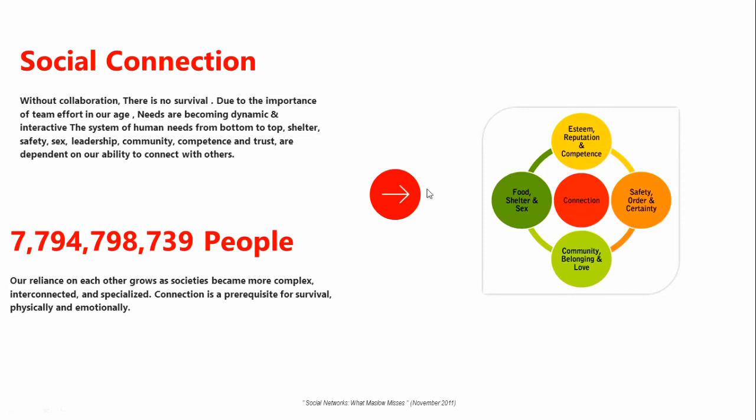Why is the connection side important? Because without collaboration, there is no survival. We have 7 billion people and 784 million in this world. Therefore, our reliance on each other grows as societies become more complex, interconnected, and specialized. Maybe in Maslow's time, there were not as many as 7 billion people, and the people were not very interconnected. They didn't have phones, for example, or didn't have communities. But now social connection is very important, is the central aspect of everything.